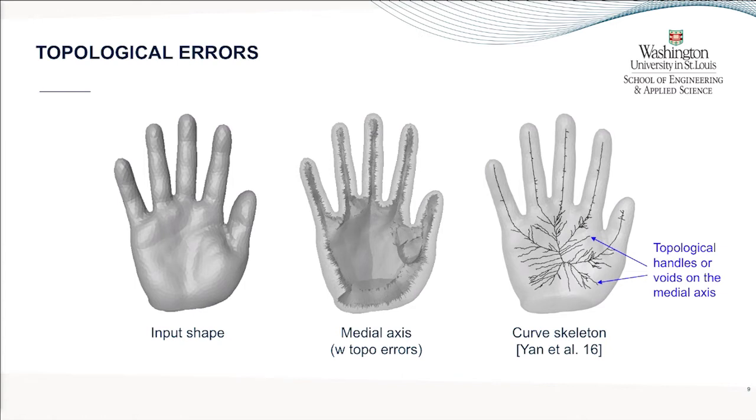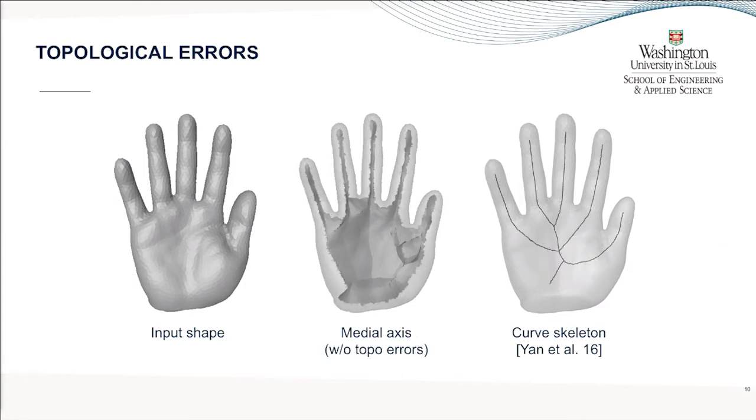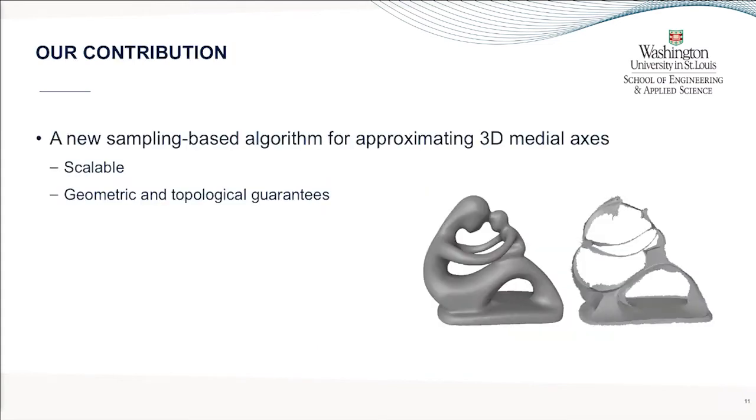In contrast, if we feed the same curve skeleton algorithm with a medial axis without topological errors, you would get a much more meaningful skeleton back. And these branches of the skeleton will preserve the shape features rather than topological artifacts. And in fact, the picture in the middle is a result of the method that I'm going to present today. So our method is another sampling-based method.